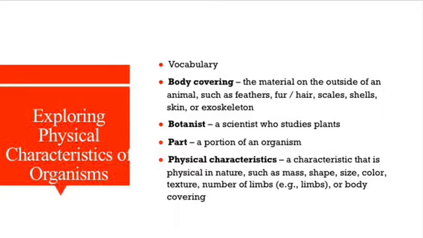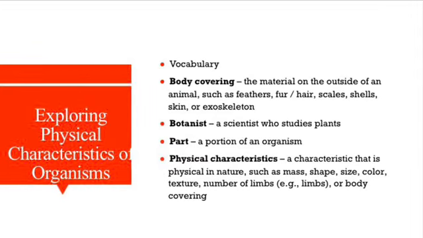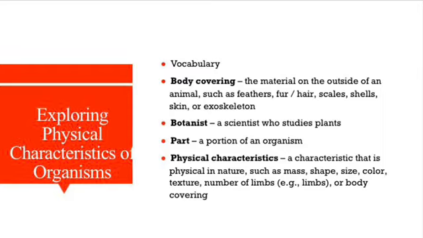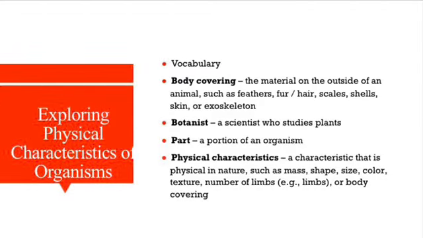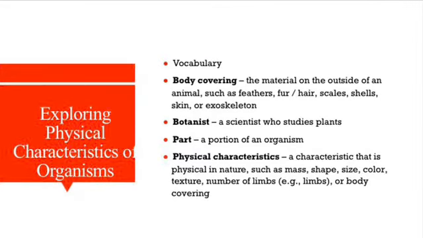And this body covering is the material on the outside of an animal, such as feathers, fur, hair, scales, shells, skin, or exoskeleton. Botanist. Remember, we learned about a botanist last week. That is a scientist who studies plants. Part. What is a part? It's a portion of an organism. So a part may be anything. Your arm, your feet, your leg on an animal.